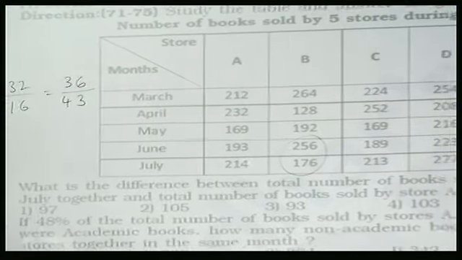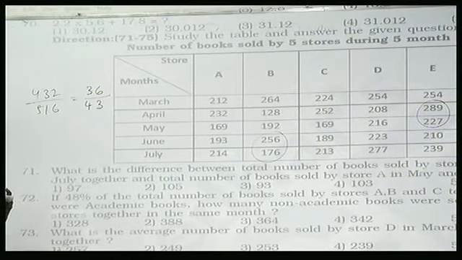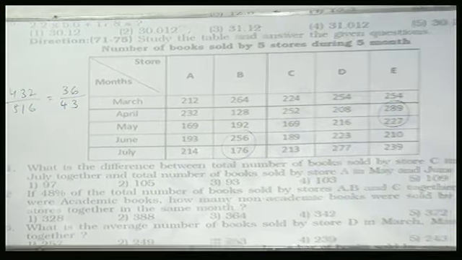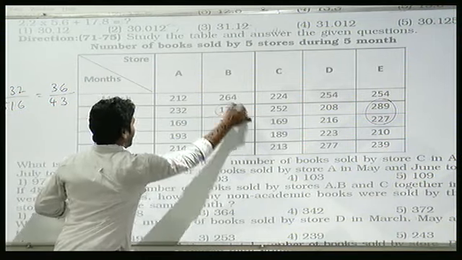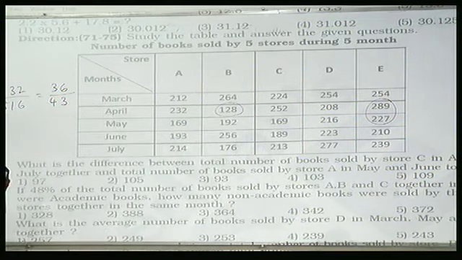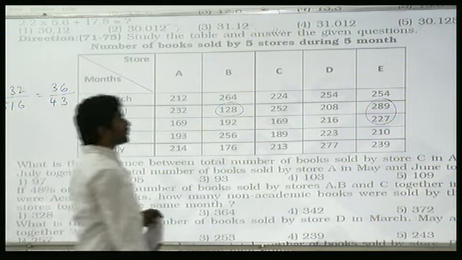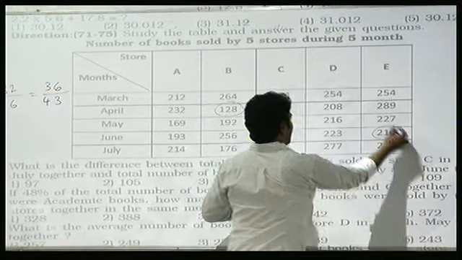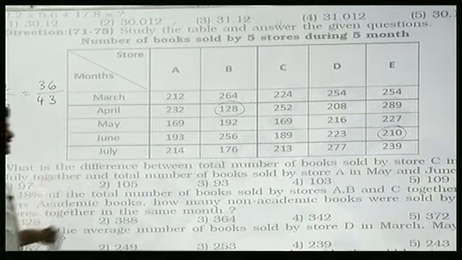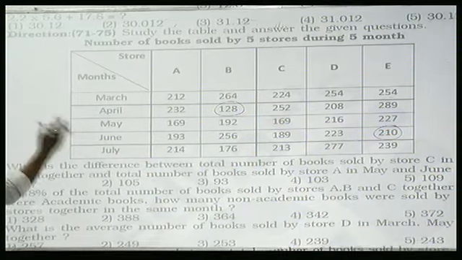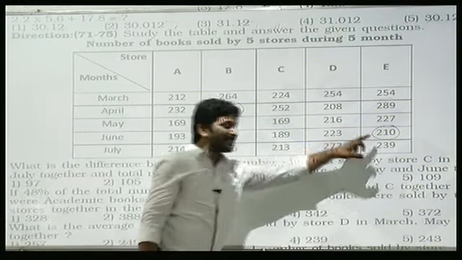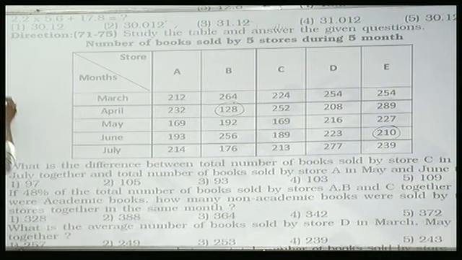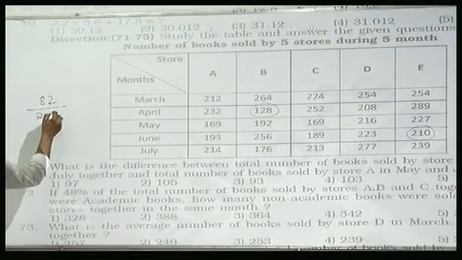Come on, 75. Almost done. Number of books sold by store B in April 128 is approximately what percent less than number of books sold by store E in June? Store E in June 210. It asks about what percent less. 128 is how much less than 210? This is 72 less and this is 10 more. 82.